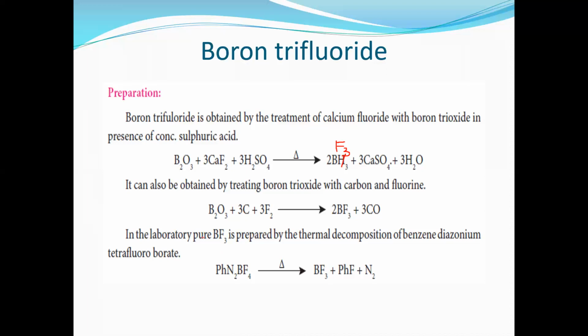So in the laboratory method, pure BF3 is prepared by the thermal decomposition of benzene diazonium tetrafluoroborate. So here diazo means 2 nitrogen group is there. So benzene ring reacts with 2 nitrogen group, and then with 1 boron and the 4 fluorine atoms. So that only we are calling it as the benzene diazonium tetrafluoroborate. So we are heating this compound, so we are getting the boron trifluoride.